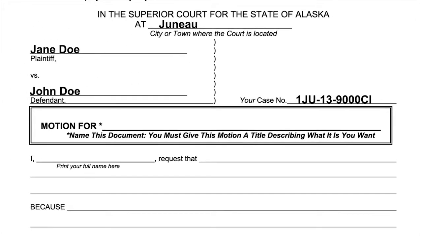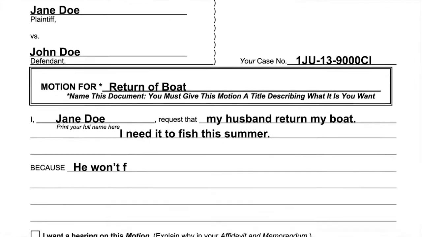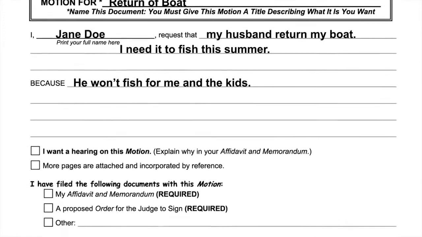Here, where the form says Motion 4, you give your motion a title. In this example, we'll use the title Return of Boat. Again, enter your name. In this space, you will explain in just a couple sentences what you want the judge to order, and you will give your reasons. You describe the boat, and you explain why you need it.